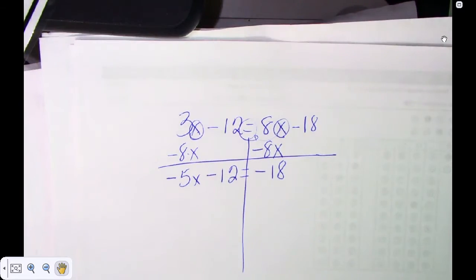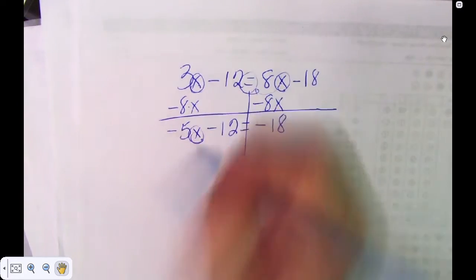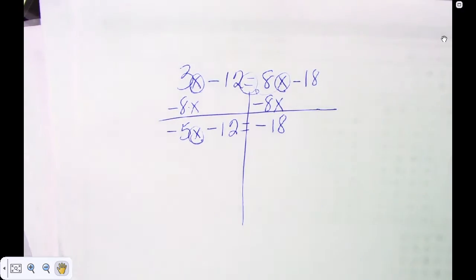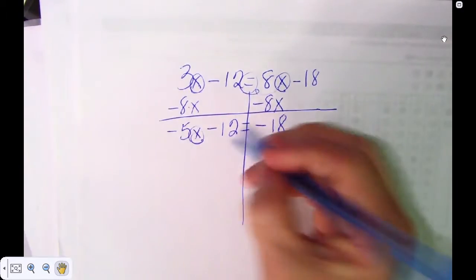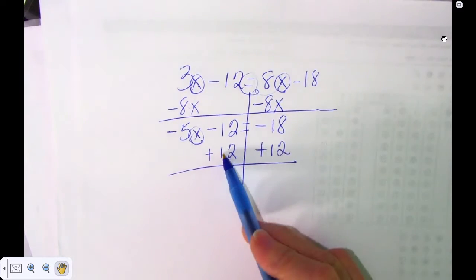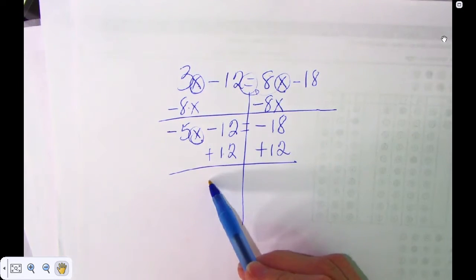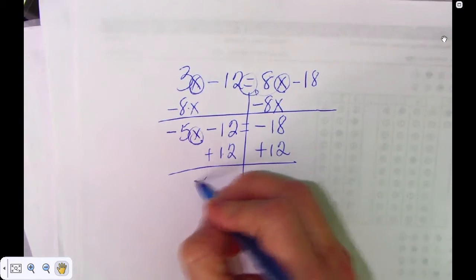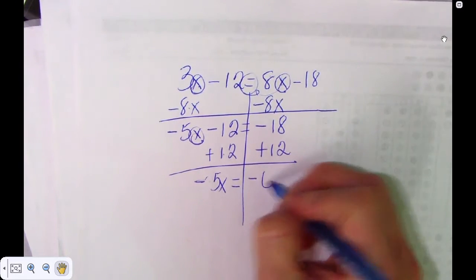Now what do I do? I'm going to circle the x, and I've got to get rid of the minus 12. So I'm going to add 12. If I subtracted 12, that's not going to get rid of anything. That's going to make negative 24. That's going to make it worse. Okay, so I'm going to get negative 5x equals, awesome.